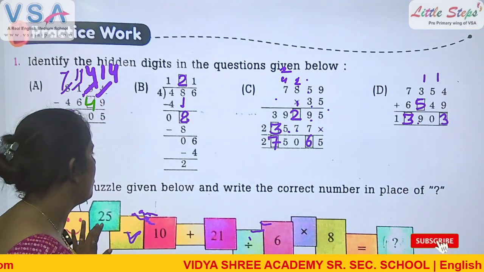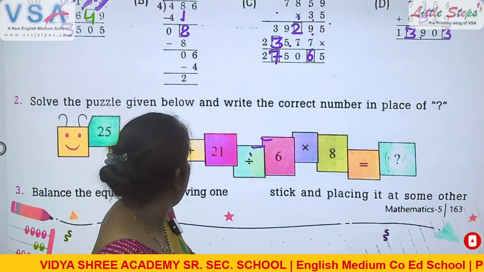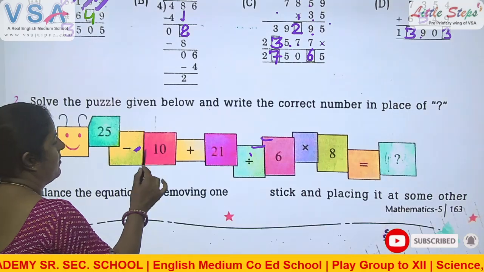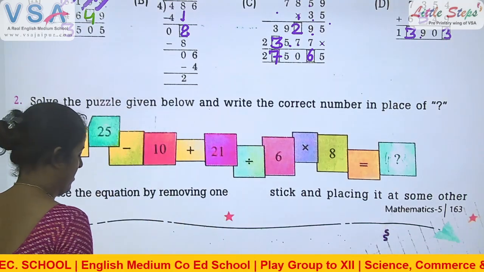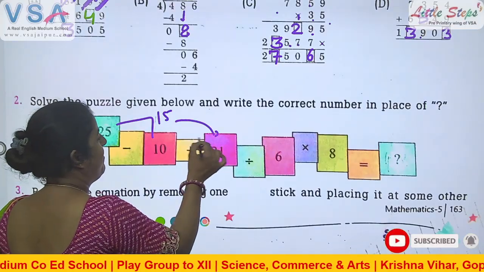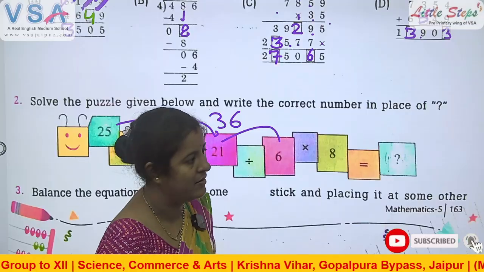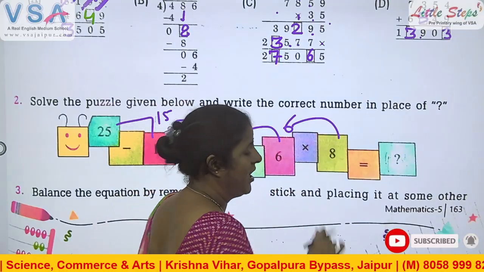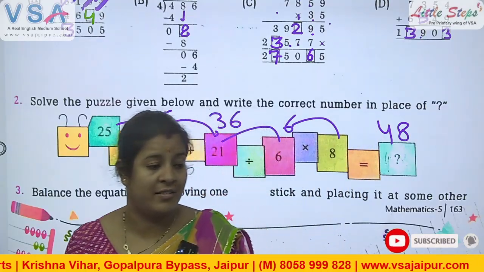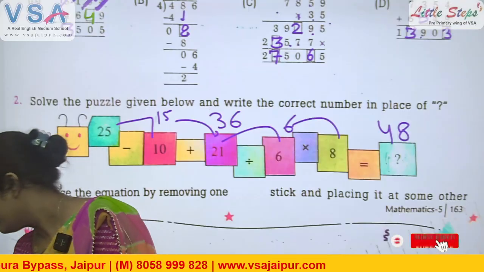Then the question number 2. Solve the puzzles given below and write the correct number in place of the question mark. So let us start. 25 minus 10, 15. 15 plus 21, 36. 36 divided by 6, 6. 6 times 8 is 48. Then the answer, the question mark, is 48.